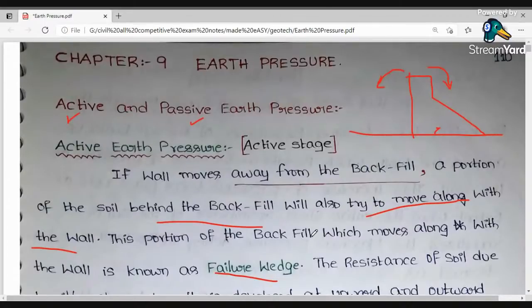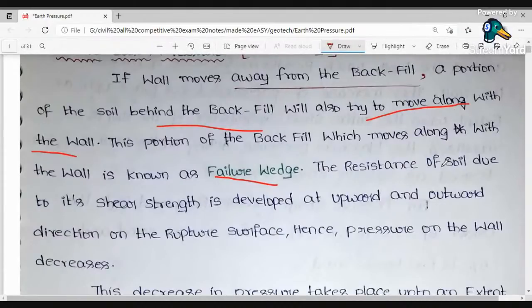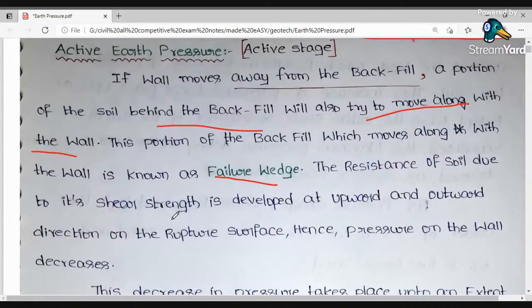The resistance of soil due to its shear strength is developed in upward and outward direction on the rupture surface, hence pressure on the wall decreases. So যেতিয়া in case of active pressure, the shear strength is developed in upward direction. That's why the pressure on the wall tries to decrease.